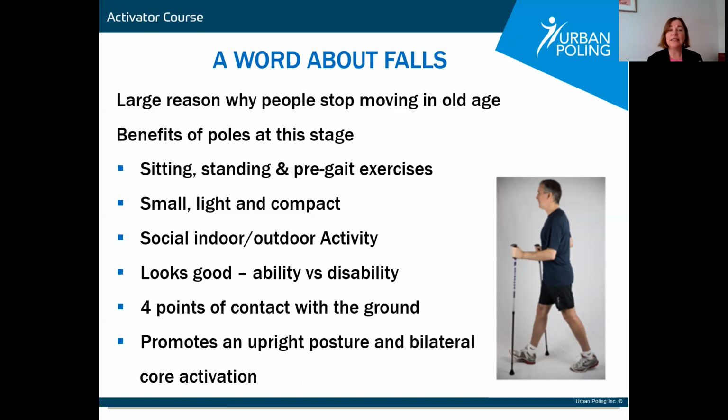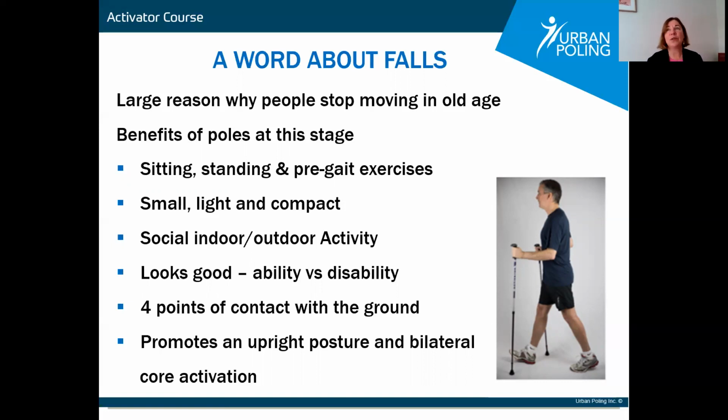So you can add in poles in sitting and in standing. You can do pre-gait exercises, so weight shifting, stepping exercises. They're also small and compact, and that's especially important if people have very small spaces in their homes or in their yards to exercise in. They're a very social activity, very important for older adults. And again, this ability versus disability, they look quite good. Our new poles are quite a striking sort of design, and so they look really good.